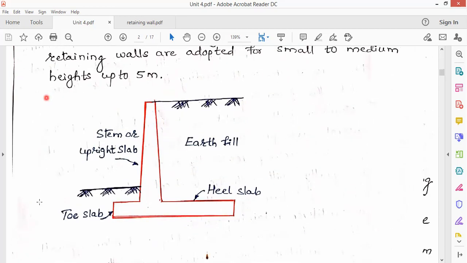So here the figure of a retaining wall is being given. This vertical member is the stem here. It is an upright slab, which entirely we can say is a cantilever slab. This is the vertical member which is called the stem, this is the toe part, and this is the heel part. The heel will be sustaining the dead load of this earth fill as well as the pressure acting on it, and the toe slab will be having only the upward soil pressure here.